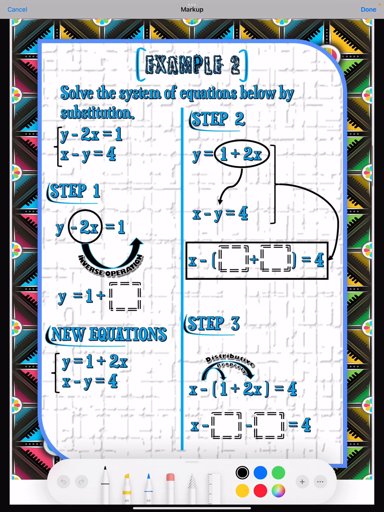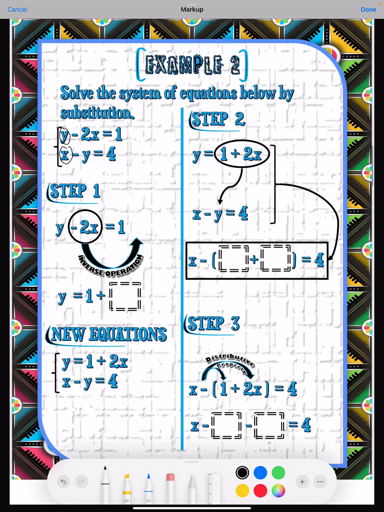Okay, example 2, step 1 is not done because I don't have one of these with the variable by itself. It looks pretty close. I've got one that says y minus 2x equals 1, and I've got one that says x minus y equals 4. So both of them are very, very close. I could put any of those variables by itself that I wanted to. This y is going to be really easy to get by itself, and this x is going to be really easy to get by itself. So you could pick whichever one you want.